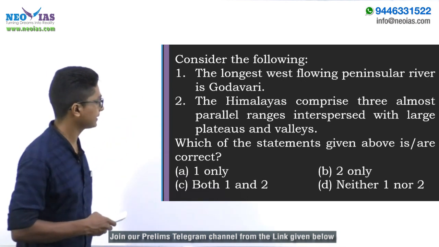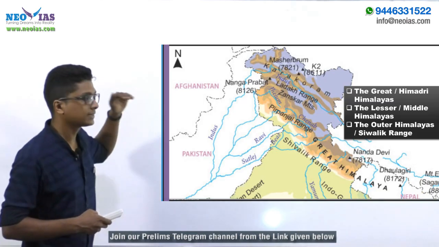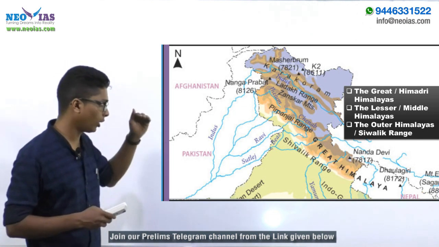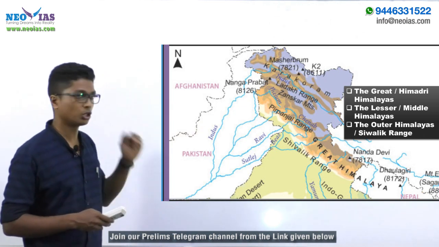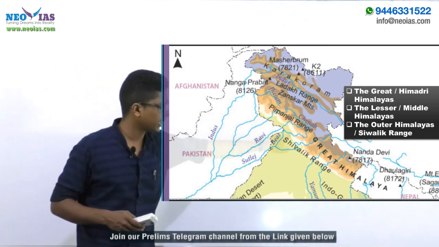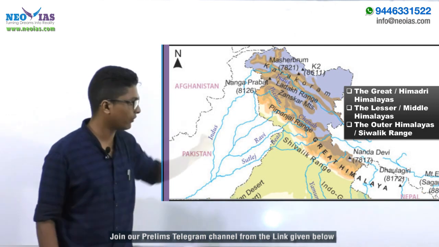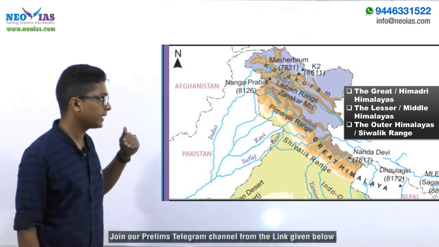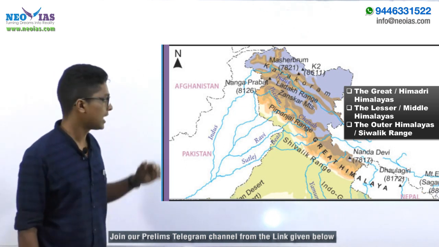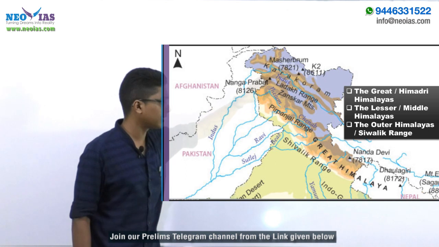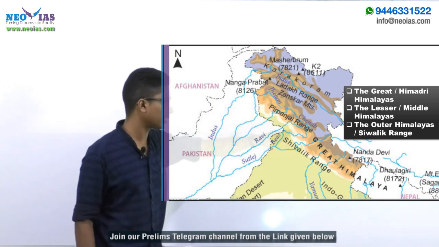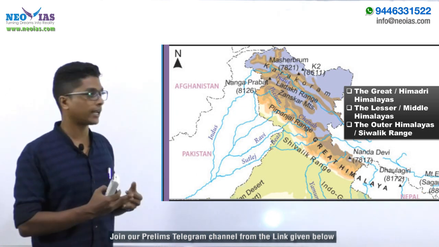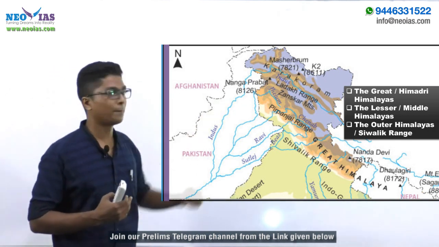Now let's take a look at the second statement. The Himalayas have three parallel ranges. First, the outer Himalayas or Shivalik, towards the southernmost regions of the Himalayan ranges. Then comes the lesser or middle Himalayas, which is the Pir Panjal range as well as the Dauladhar range. The Dauladhar range is not shown in this particular picture, but the Pir Panjal and Dauladhar ranges are called the lesser or middle Himalayas.